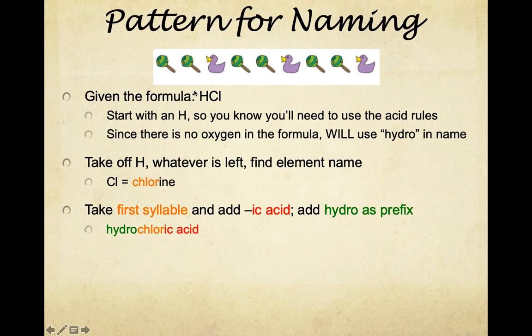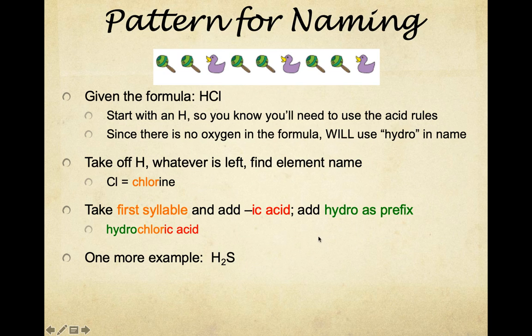The ic acid is because it's an acid compound. We know that because of the H. Let's try another one, H2S. Okay, so it starts with an H, so we know we're going to use the acid rules. There's no oxygen, so we will put hydro. So hydro comes first. We take off the hydrogen and find S, which is the element sulfur. Take the first syllable, sulf, and put ic acid.